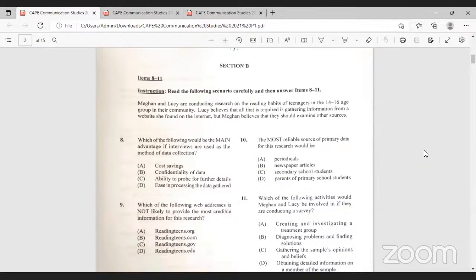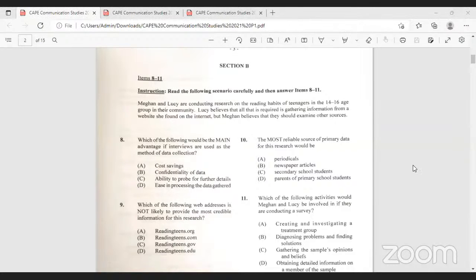Question 8 asks, which of the following will be the main advantage if interviews are used as a method of data collection? Main advantage, is it cost savings, confidentiality of data, ability to probe for further details, or ease in processing the data gathered? One should be straightforward. 8 is C. Yeah, 8 is C.